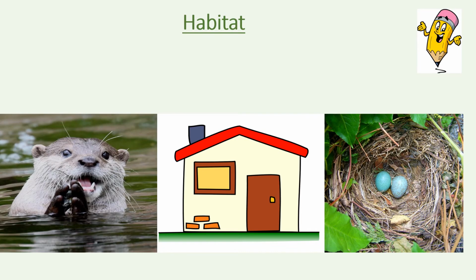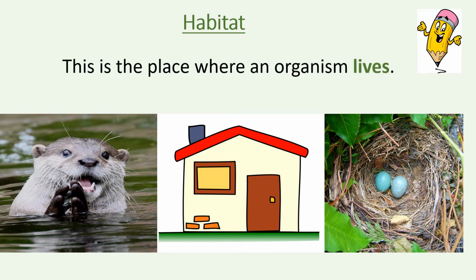The next word we're going to look at is habitat. Can you remember what a habitat is? If so, then pause the video and try to write it down before I go over the answer. So the answer is that a habitat is a place where an organism lives. For example, for our first animal, which is an otter, they would live in dens, so their habitat would be their den. The next picture is a house, which is where humans live, so their habitat would be their houses. And the next picture is a nest, so that's where the eggs of birds live, so that would be their habitat.